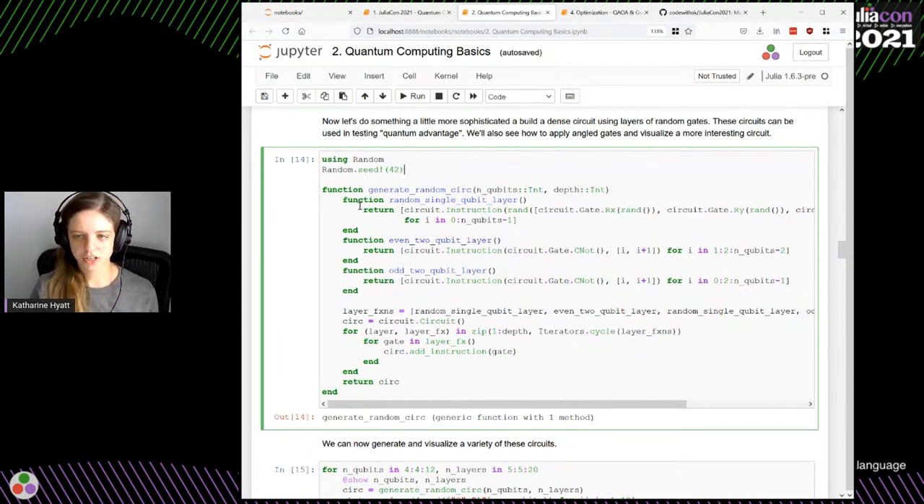So I've created this function, very creatively named generate random circuit. It takes two arguments, the number of qubits and how many layers I want in the circuit. And then I have three functions defined internally to generate the three kinds of layers I'm interested in: a random layer of single qubit gates, a layer of two qubit gates that act only on even qubit pairs, and a layer of two qubit gates that act only on odd qubit pairs.